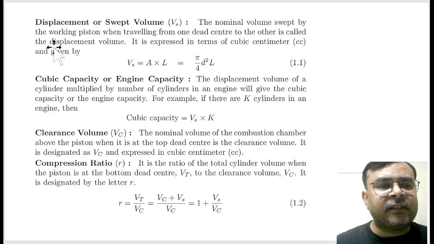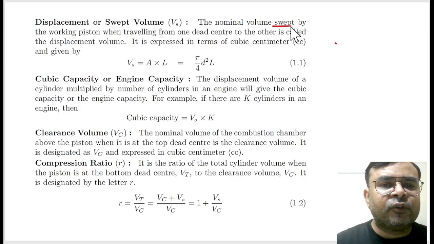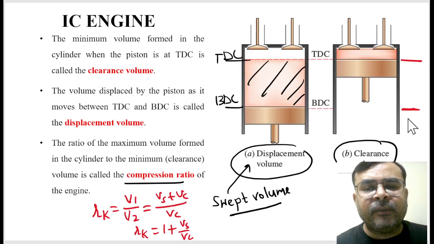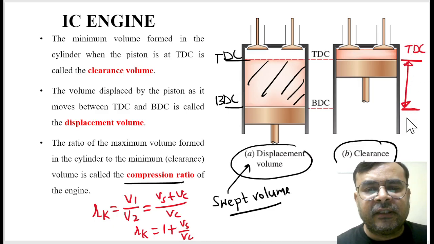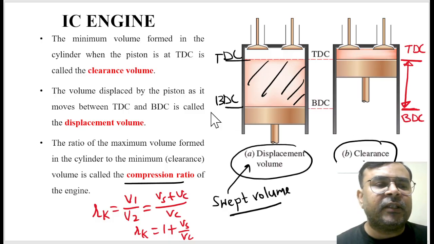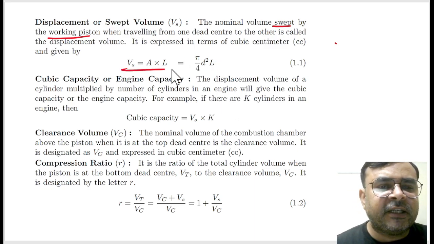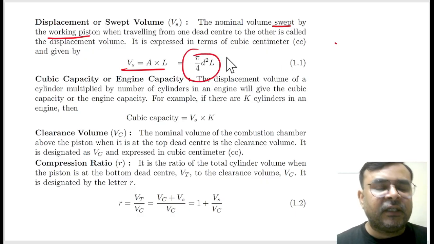And the rest of the information you can see here, which I already explained, starting with swept volume. So what is swept volume? The nominal volume swept by the working piston, meaning when your piston moves from TDC to BDC, how much volume is displaced. This displaced volume between TDC and BDC is called swept volume. And swept volume is represented by the formula pi by 4 d square into L, where d is the bore diameter of the cylinder and L is the stroke length.